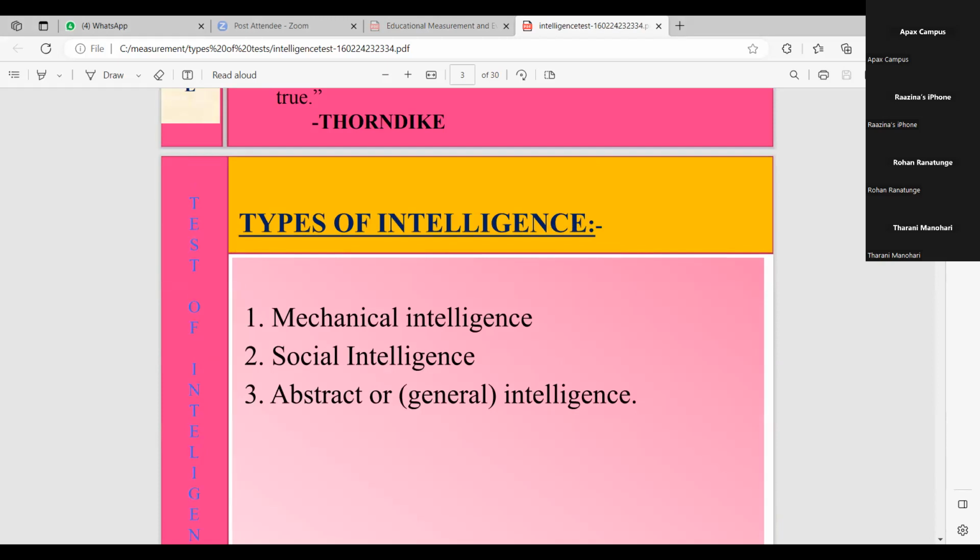Mechanical intelligence is the ability to work mechanically, right? Or the technological skills, how you can handle them. Then social intelligence is your knowledge and ability on how to live in the particular society you are living in. Social intelligence is that. Working without conflicts, living without conflicts with your neighborhood. And then finally, abstract or general intelligence.